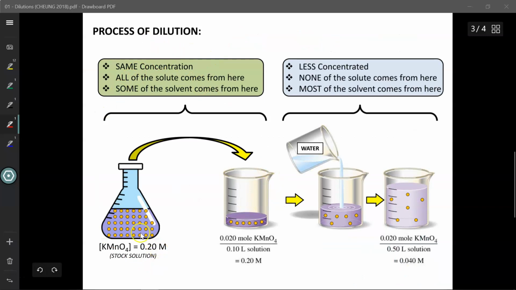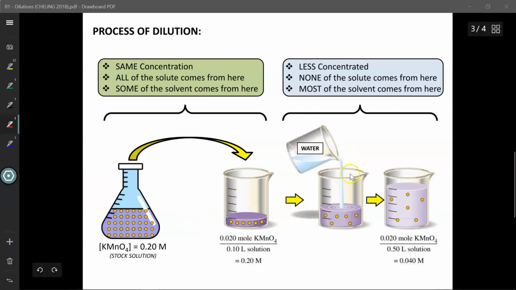We start off with a concentrated stock solution, typically purchased from the manufacturer, and we pour out a small amount of it. It's important to note that the concentration in this beaker right now is the same concentration as it was inside the stock solution. If you look at the yellow dots, they're just as crowded here as they are here. Now, all of the solute that will be inside my diluted solution comes from this step. Only some of the solvent that will be in my diluted solution comes from this step.